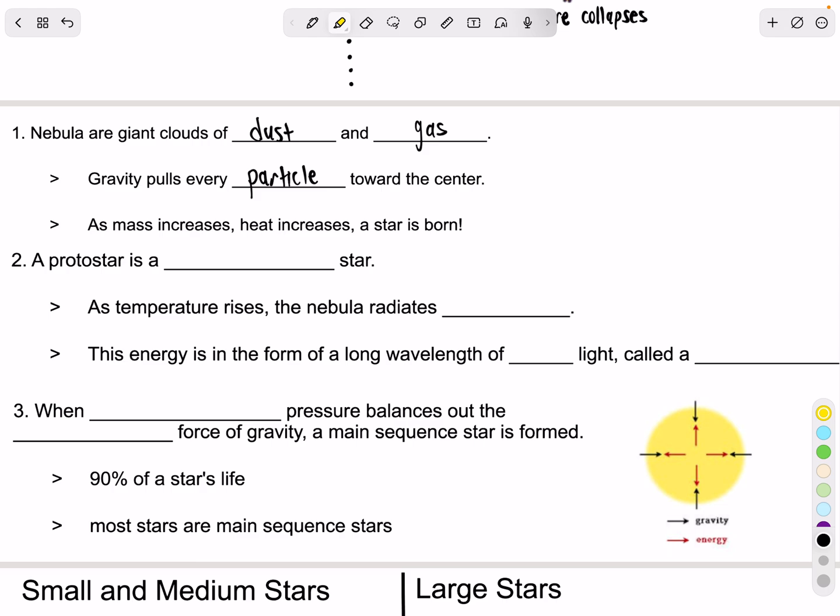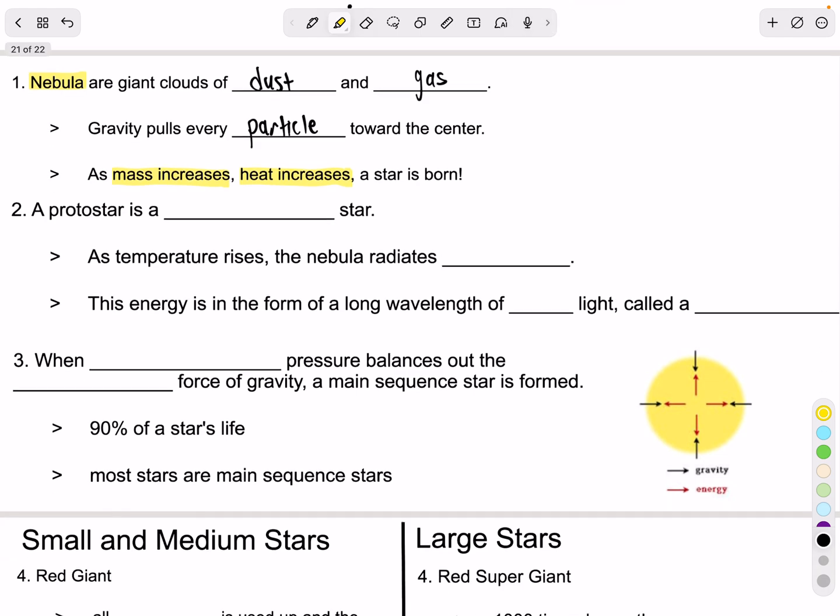So this first step is going to be the nebula. These giant clouds are going to increase. And as this mass increases, our heat is increasing and our star is born. That is the first step.